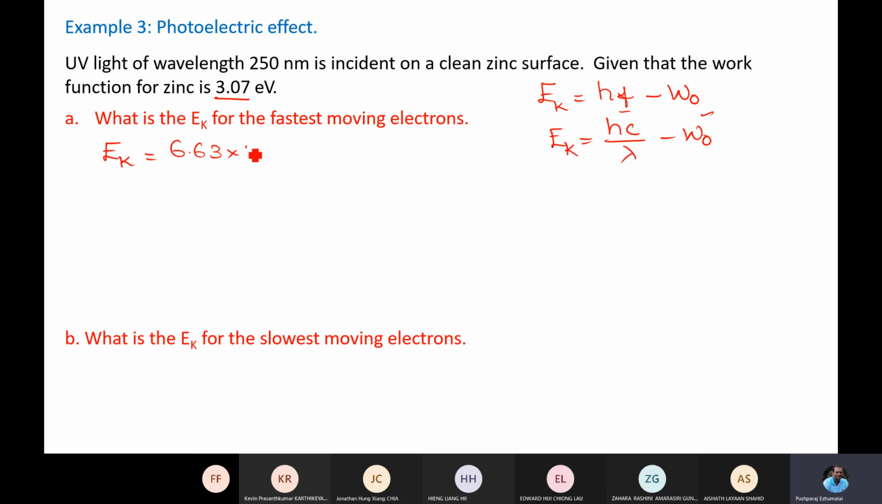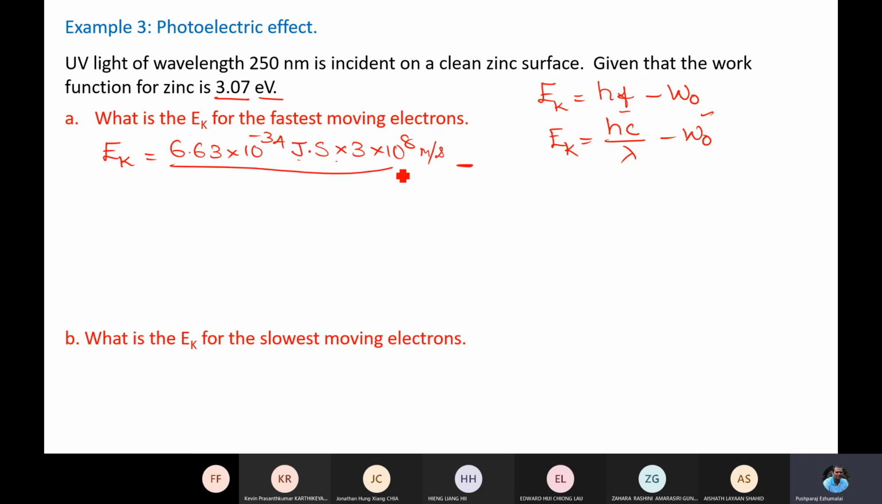6.63 into 10 power minus 34. This is very important. The reason is this is in a different unit: joule second, while this is electron volt. So always be careful. Into 3 into 10 power 8 meter per second, minus that value.